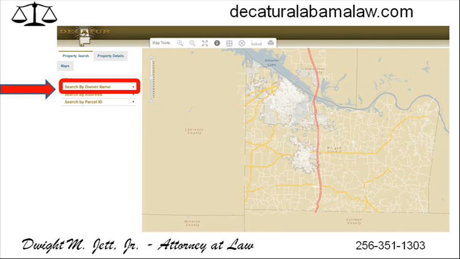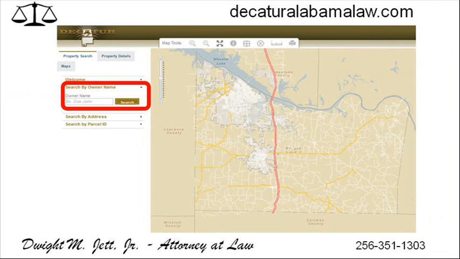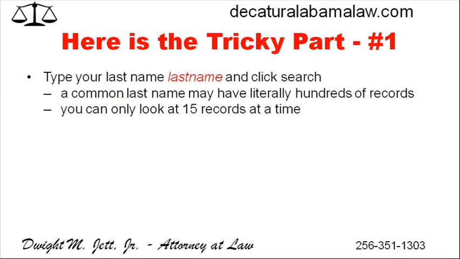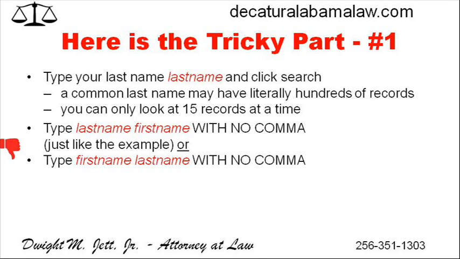Click search by owner name. Look at the example. It says last name space first name. If you type in your last name and click search, everyone that owns property in Morgan County with your last name should show up as a result. If you want to narrow the result, you need to type in your last name and your first name.